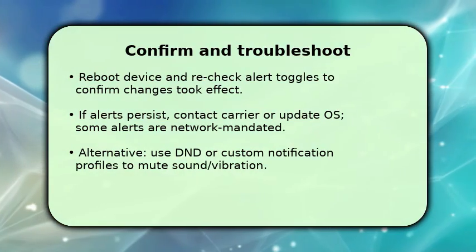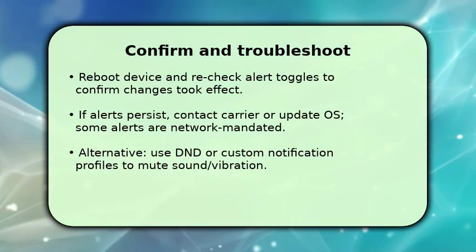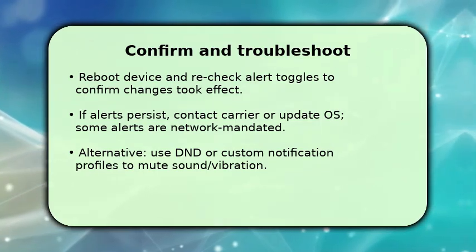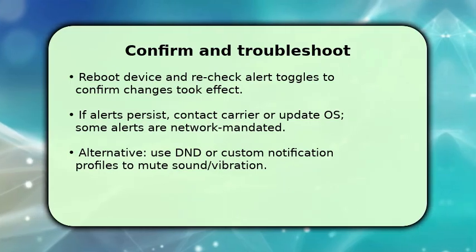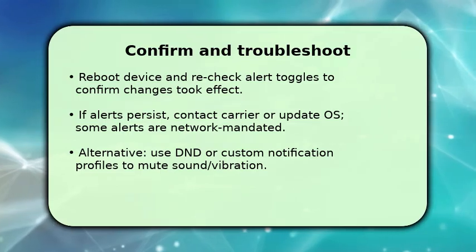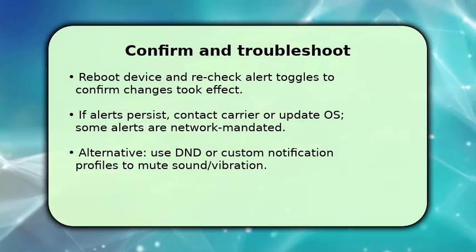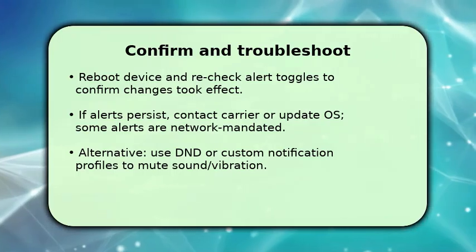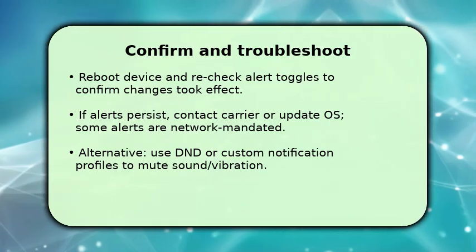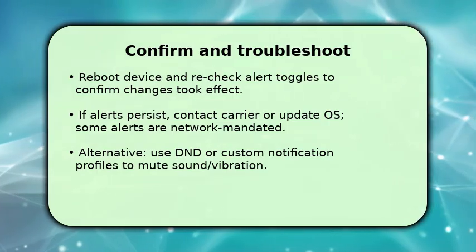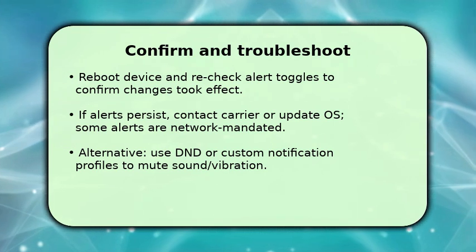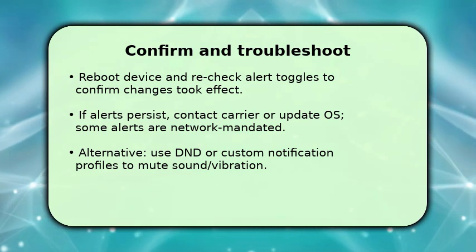Once you've turned off the switches, reboot the phone to apply settings, then revisit the alert page to confirm they remain off. If alerts persist, update your OS and carrier settings and contact your carrier. Some alerts are pushed at the network level and cannot be disabled on device. As a fallback, create a Do Not Disturb schedule or silent notification profile to mute sound and vibration while leaving mandatory alerts visible. Troubleshooting tip: if toggles won't save, remove carrier profiles or reset network settings before calling support.